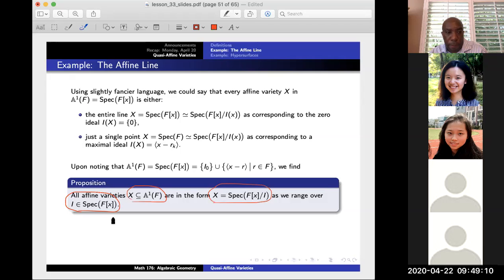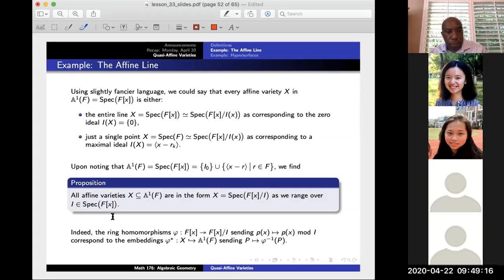Right, so this is what's happening. Everything corresponds to Spec of R. I want to point out that this also relates to something we saw earlier. If you really are wondering what's going on here, well, me saying that X is a subset of the affine line is the same thing as saying that there is an embedding from X into A1 of F.